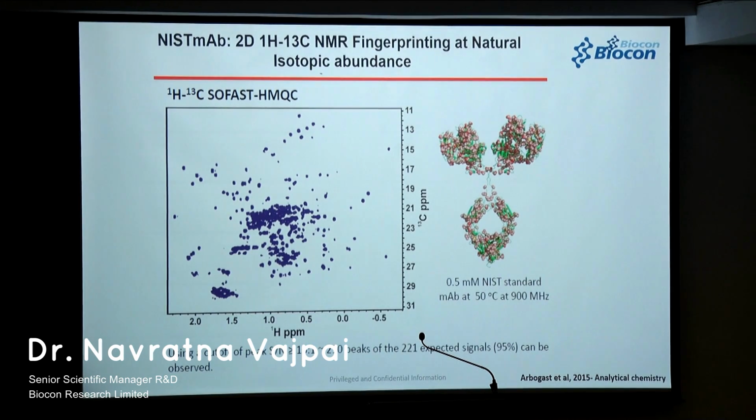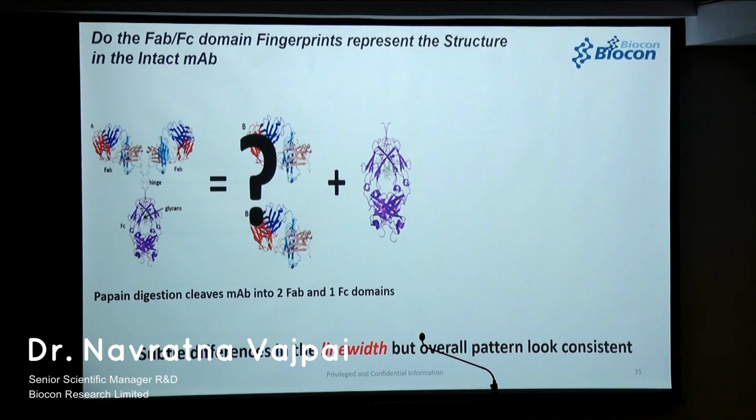One way is, and that's probably nature's gift to us, that the mAb essentially is connected by a very long flexible loop. So can I cut that? Yes, on a regular basis we run pepsin digestion and we can actually get 2 Fab domains and 1 Fc domain. But does that represent my full mAb?